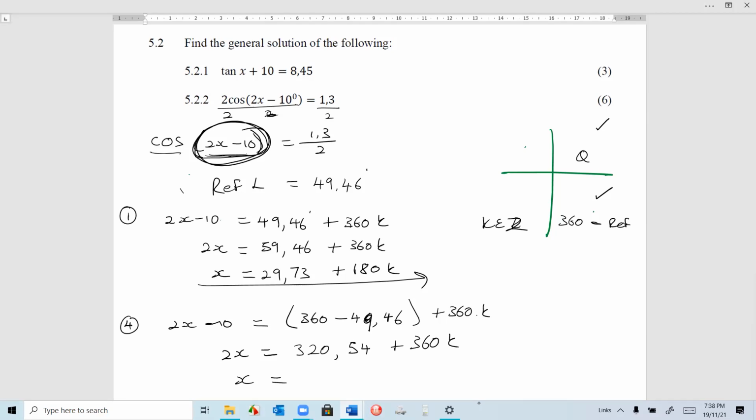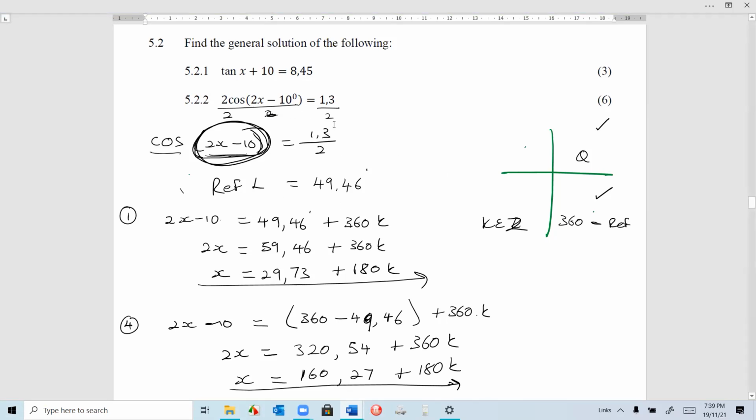Now let's divide that by 2. So we should be getting 160.27. Am I right? Yes, sir. Plus 180k. Okay. So this is our general solution. Yes or no? Yes, sir.